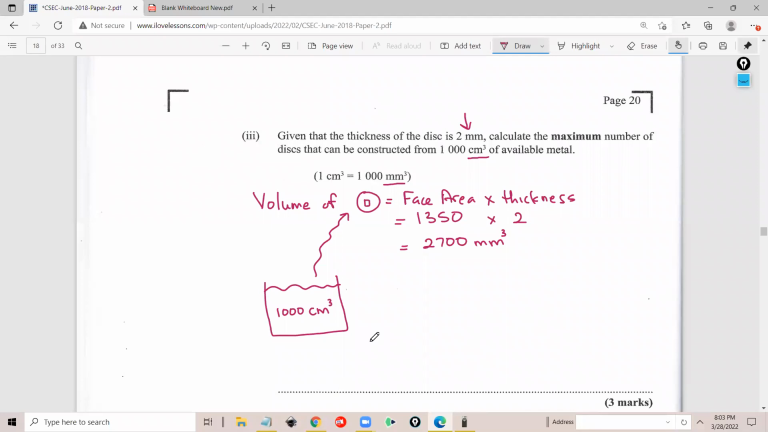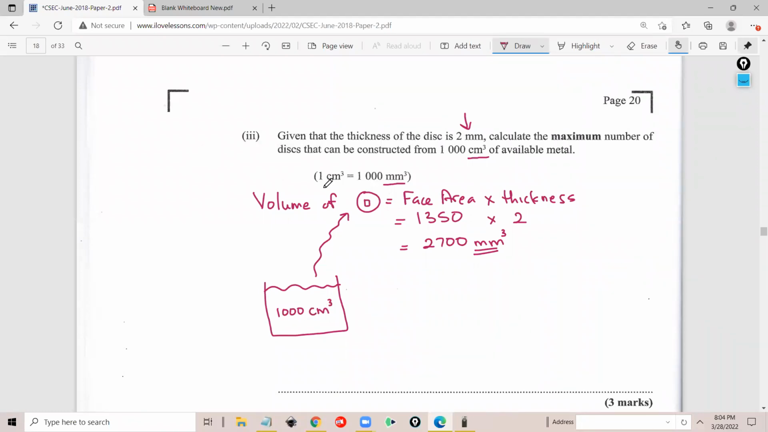We have two different units here. The volume of the disk is in millimeters cubed, but the amount of metal you bought is in centimeters cubed. So we can't have two different units. It's either everything in this question is in millimeters cubed, or everything is in centimeters cubed. We have no mixtures here. That's a bad way of doing maths. So what do you think we should do?